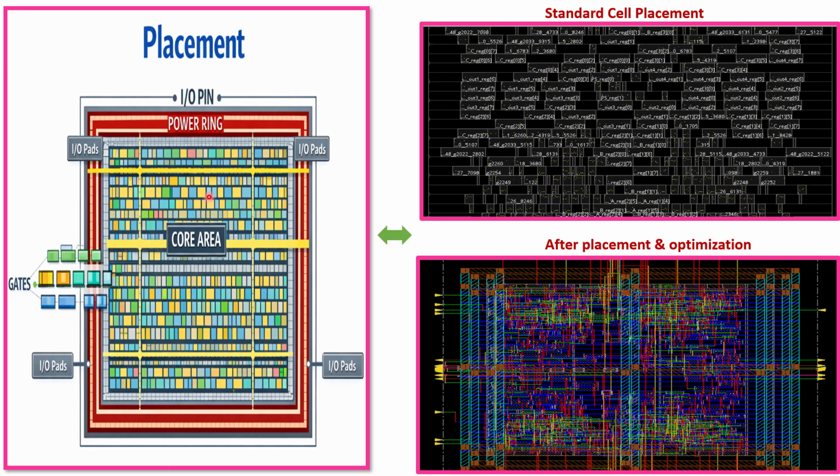Look at this. This is our core area, and we know the power ring, IO pins, everything we have already seen. In this core area, we must place millions of cells properly. That placing is done in placement. Look at this diagram. The standard cells are placed. You see how it is placed here. And after placement and optimization, finally it looks like this. And this file we are saving to proceed to the next step.